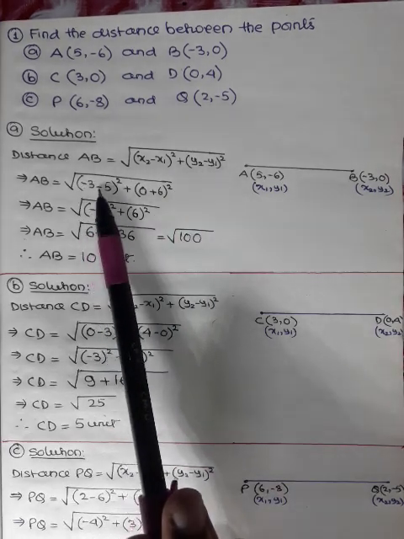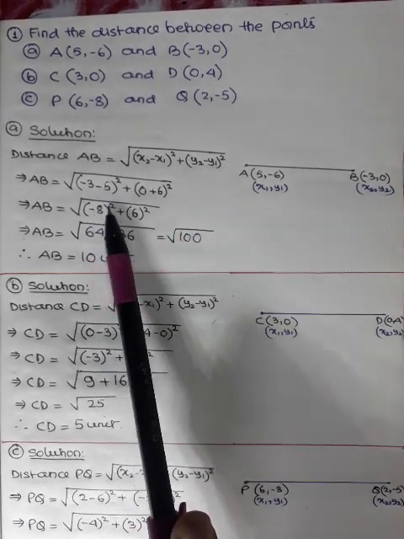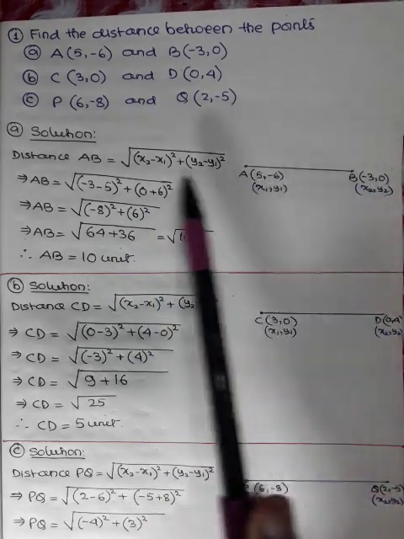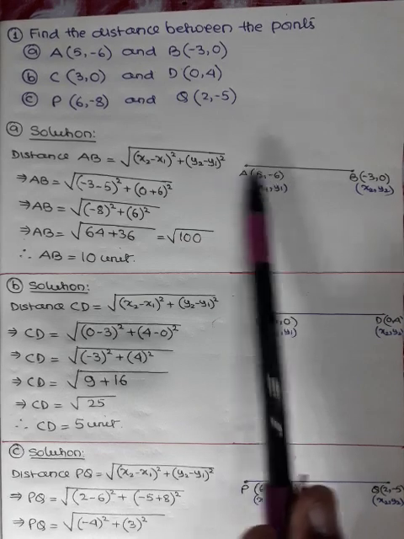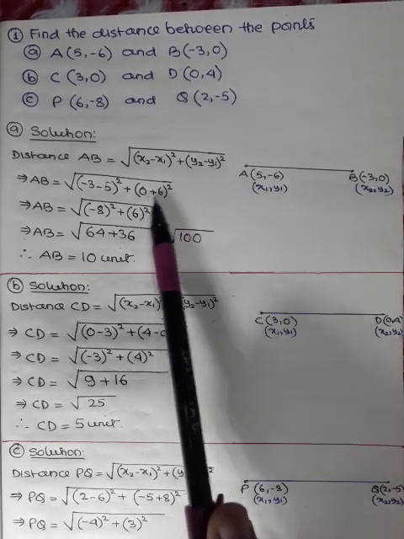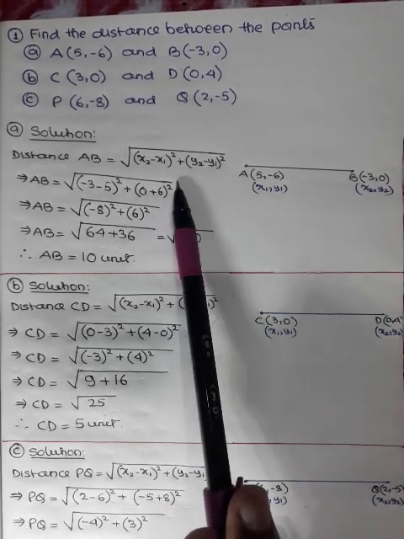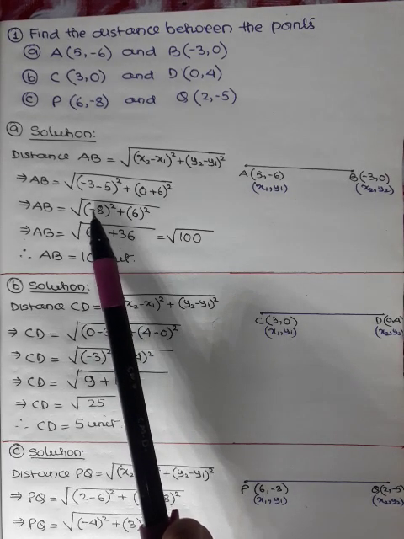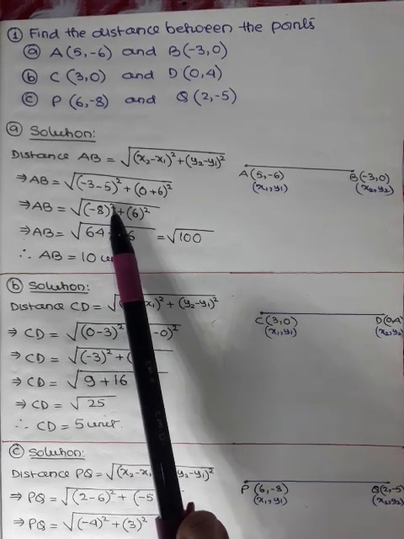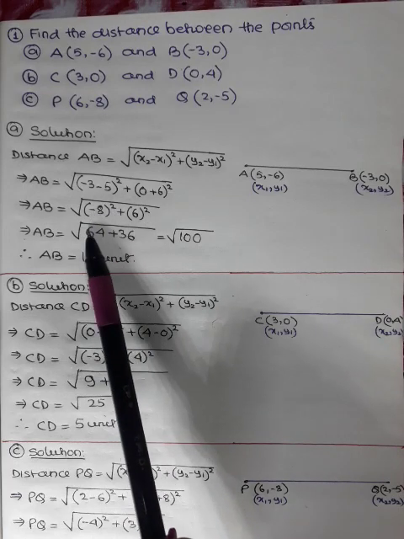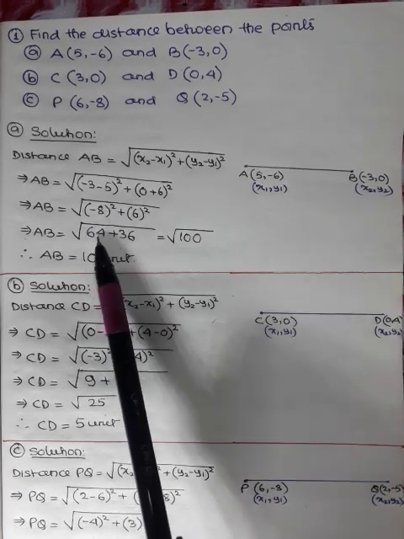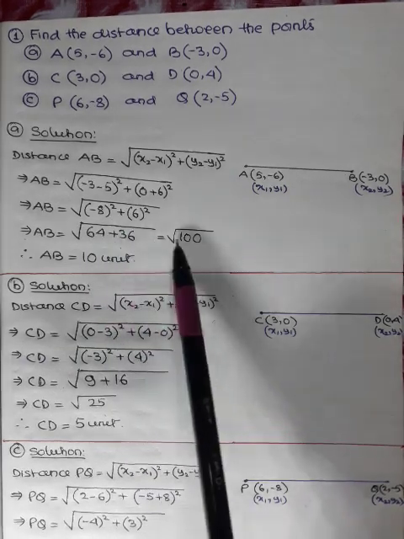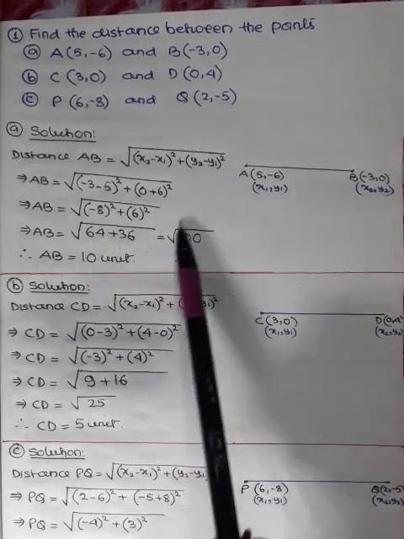Now minus 3 minus 5 whole square is equal to minus 8 whole square. Y2 is 0, y1 is minus 6. Minus into minus is equal to plus, so this will be plus 6 whole square. As I have already explained, the square of a negative is always positive, because minus into minus equal to plus. 8 square is 64, 6 square is 36. So 64 plus 36 equal to 100, and this is under root.